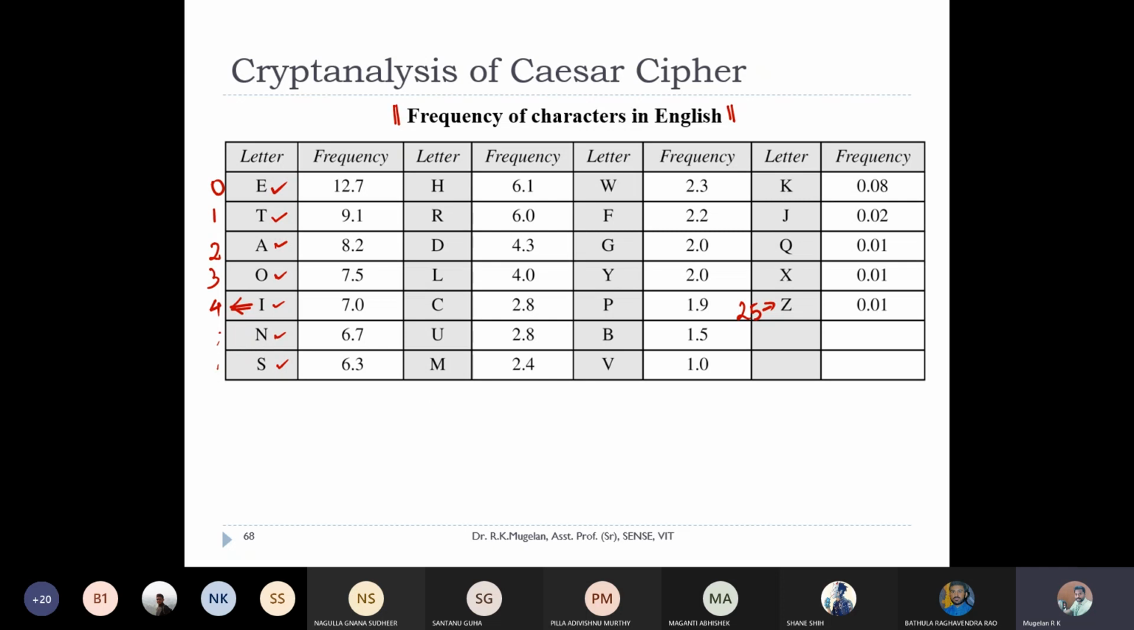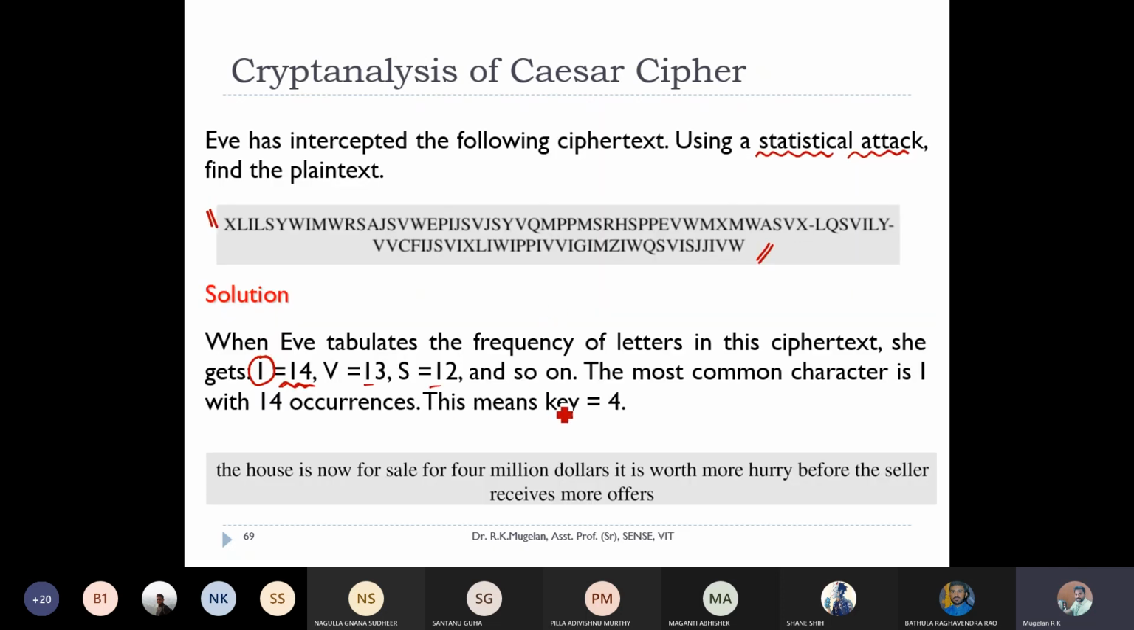So what he did in this sense, he simply substituted the value of k to be 4, and he was able to directly decrypt the message. The house is now for sale for $4 million. It is worth more. Hurry, before the seller receives more offers. So this is the plain text he just decrypted.